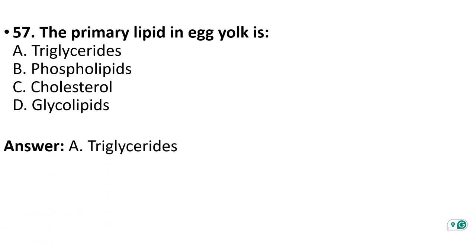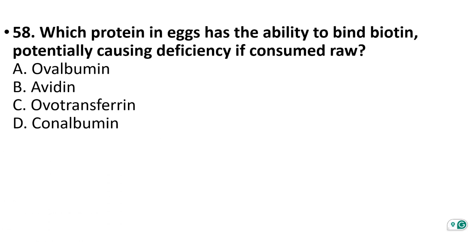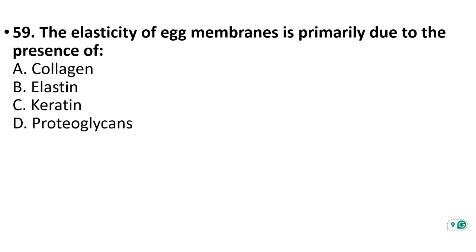57. The primary lipid in egg yolk is triglycerides, phospholipids, cholesterol, glycolipids. Your answer is option A. Triglycerides. 58. Which protein in eggs has the ability to bind biotin, potentially causing deficiency if consumed raw? Ovalbumin, avidin, ovotransferrin, conalbumin. Your answer is option B. Avidin. 59. The elasticity of egg membranes is primarily due to the presence of collagen, elastin, keratin, proteoglycans. Your answer is option A.